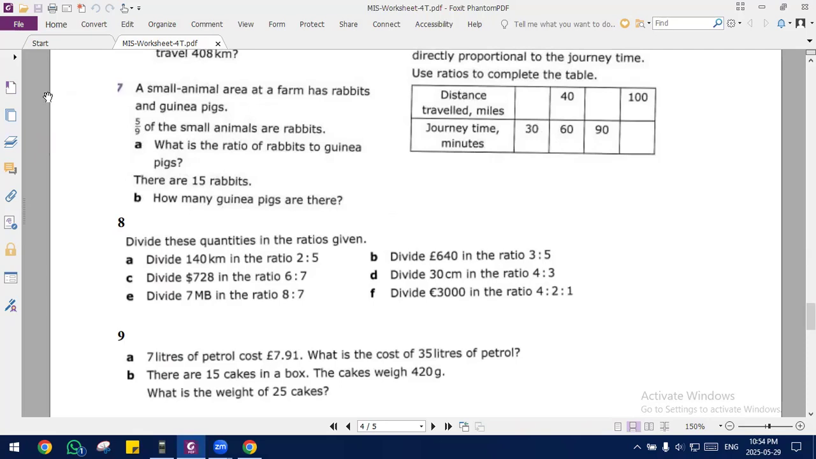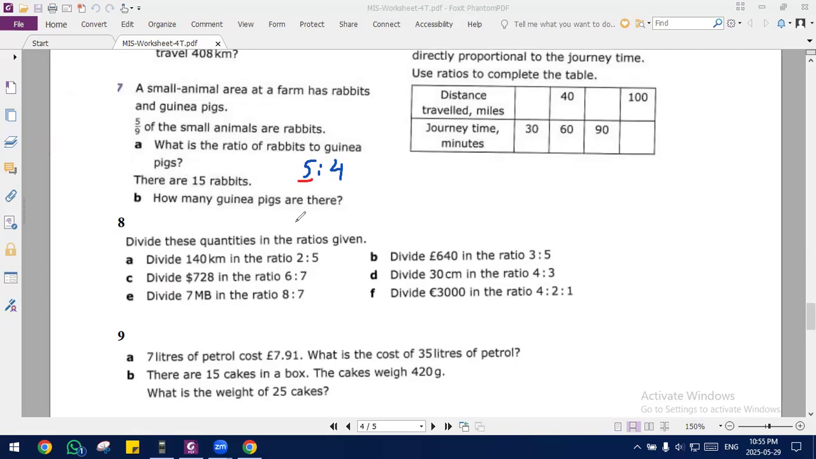So if rabbits are 5 out of 9, then pigs is how you complete it to 9. It's 9 minus 5, which is 4. Then they said if there are 15 pigs, sorry, 15 rabbits, how many pigs are there?